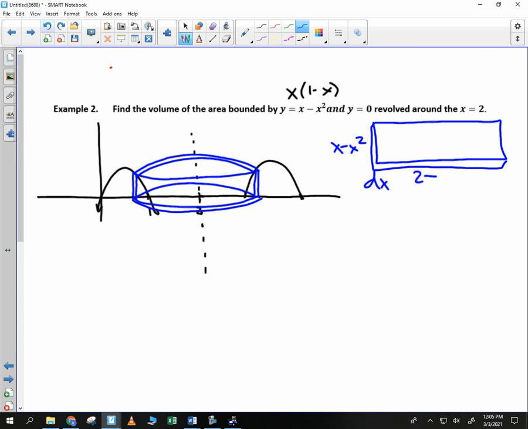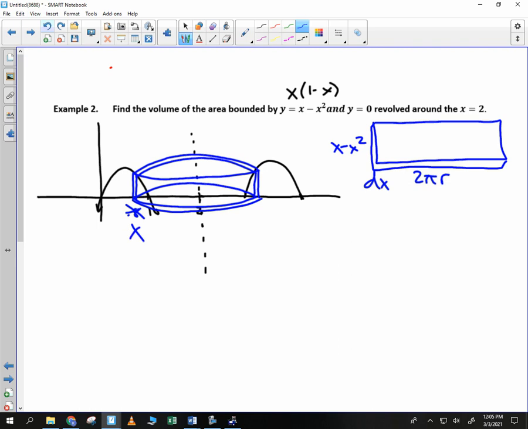And then we have 2 pi times the radius. Now this is a little bit different, folks. Look at where I made my rectangle. I made it right here. It's a value between 0 and 1, right? Suppose I drew this spot at 0.8. What would be the radius? Would you agree the radius is 1.2? You did 2 minus 0.8. So if this is x, then the radius is 2 minus x.